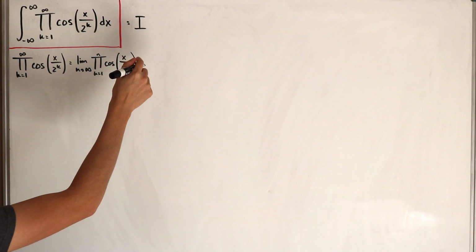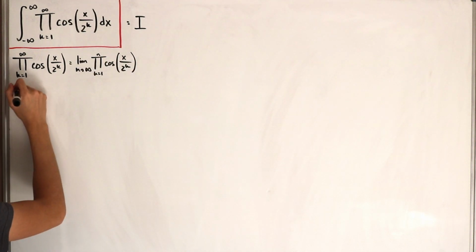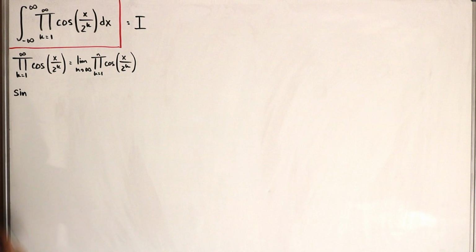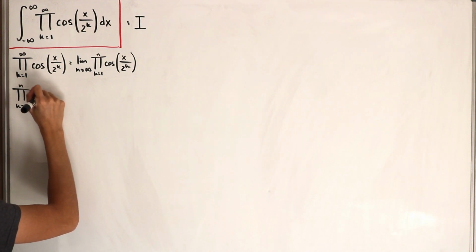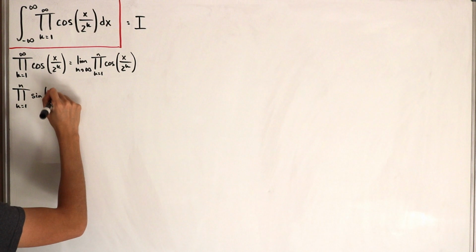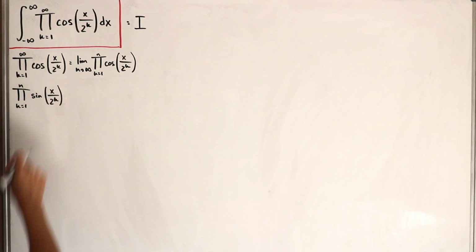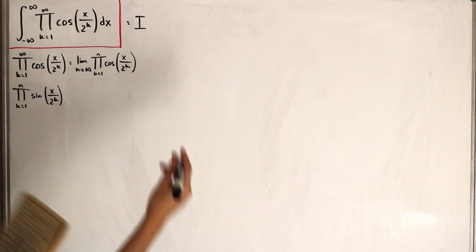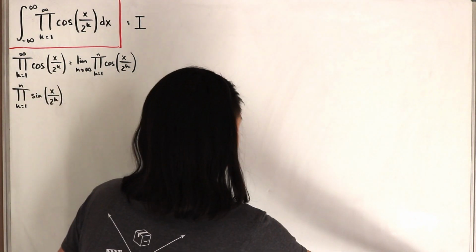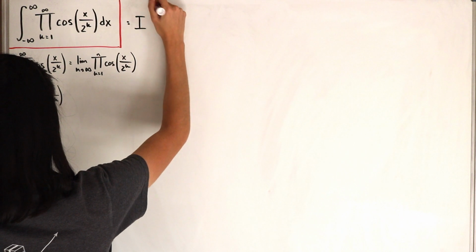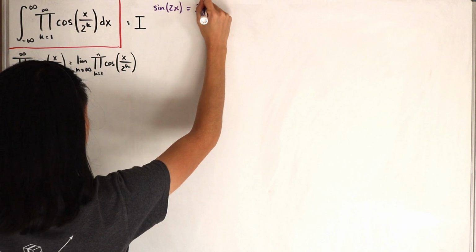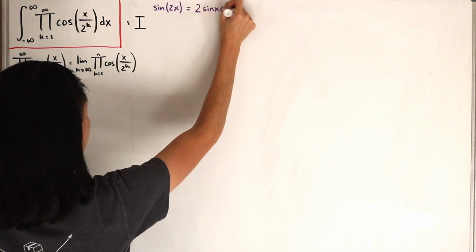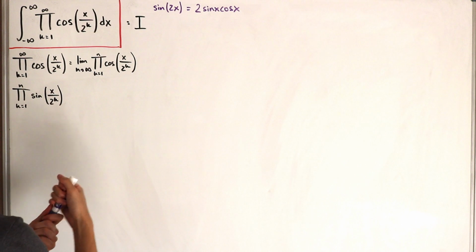Now let's actually start. We're going to start with the partial product of sine of x divided by 2 to the power k. And of course, we'll be using the double angle formula, which says that sine of 2x is equal to 2 times sine of x multiplied by cosine of x. So we'll do that from there.